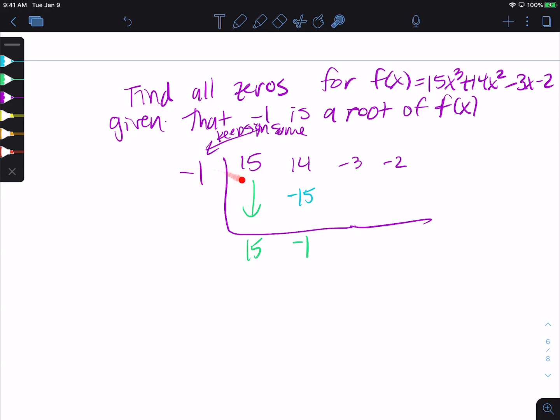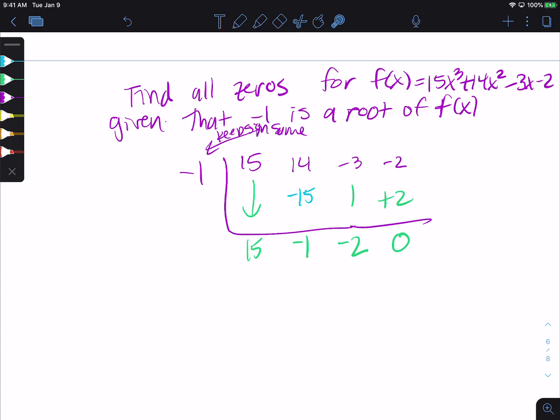Then I'm doing negative 1 times negative 1 is a positive 1. Then I'm adding straight down, so we have negative 3 plus 1 gives me negative 2. And then we're multiplying negative 1 times negative 2 is a positive 2. And then I'm adding straight down, and I'm like, oh good, I didn't mess anything up because I get a 0. I should be expecting a 0 because it told us that negative 1's a root. So I should anticipate that this remainder is 0.